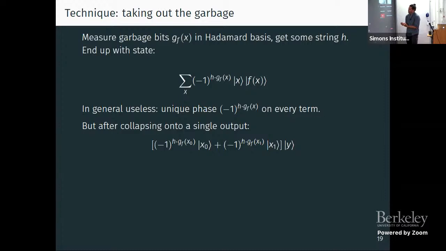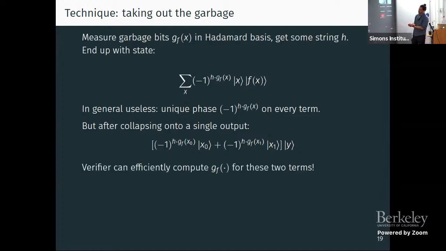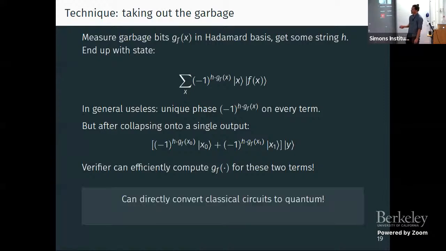But remember that the next thing we're going to do in all these protocols is measure this value f of X and collapse onto just two inputs. And once we do that, g of X was based on a classical circuit, so the verifier can just compute it efficiently and then knows the phase between X0 and X1, and then it's easy to run the rest of the protocol without caring about what this phase is. So the takeaway here is that you can directly convert classical circuits to quantum circuits with no overhead other than doing extra measurements.